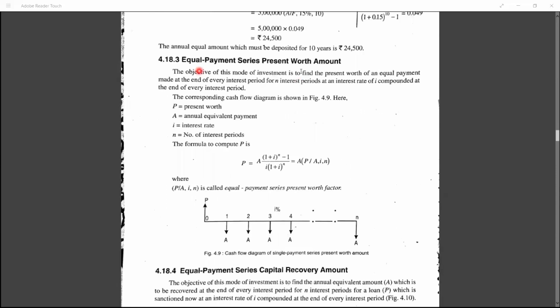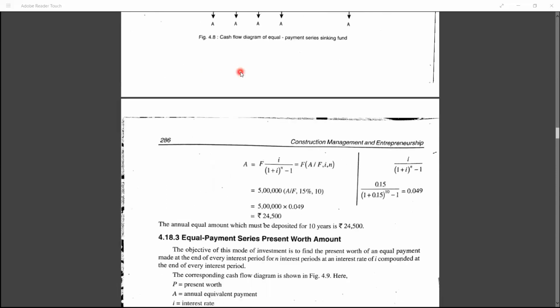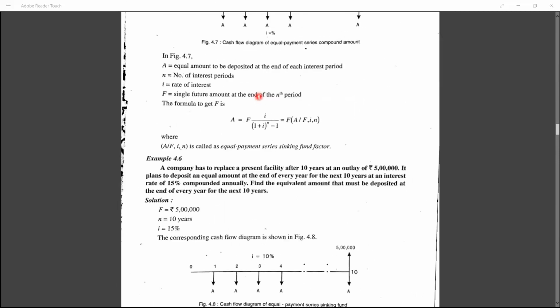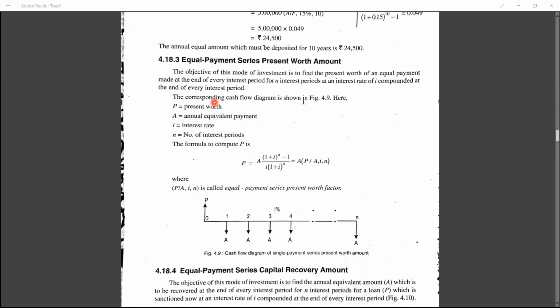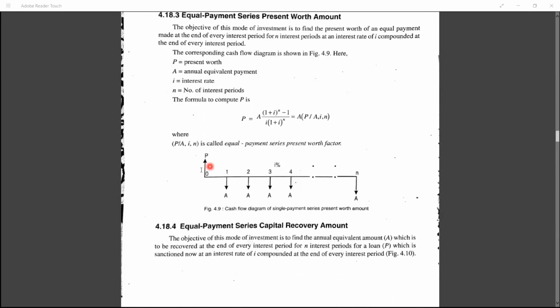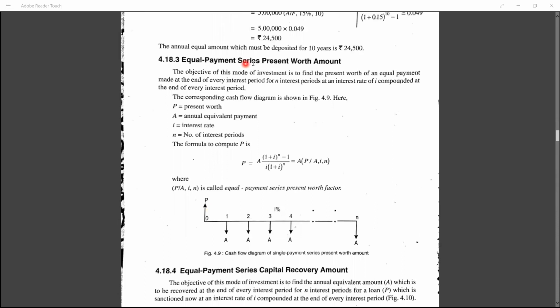Equal payment series present worth amount is similar to equal series payment with respect to the years, but it is asking with respect to the series of amount. So P is equal to A[(1 + i)^n - 1] / [i(1 + i)^n]. Substitute all these things and you will get this formula. Generally, equal payment amounts are not asked in exams, but they may or may not be asked. Generally, it is used for banking purposes.